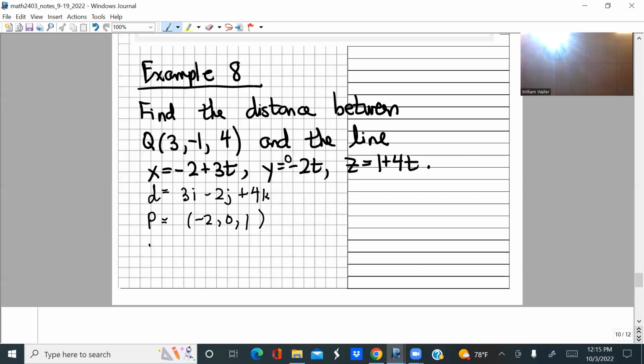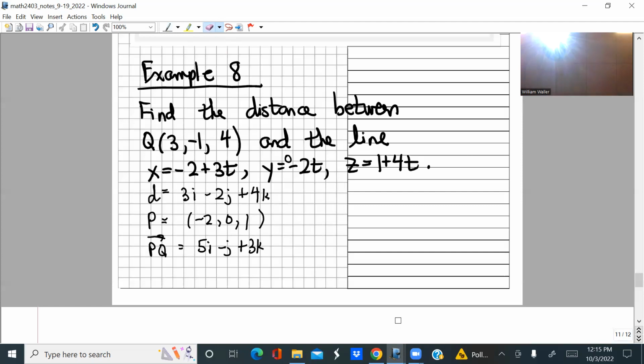And then we have to compute the vector PQ, the vector from this point to our given point Q. So that looks like what? 5i minus j plus 3k. Am I doing that right? So you would have 3 minus minus 2 for the first component of the vector. That would be 5i. Minus 1 minus 0 for the second component. That's minus j. And then 4 minus 1 for the third component of the vector.